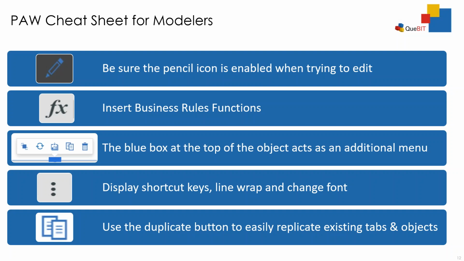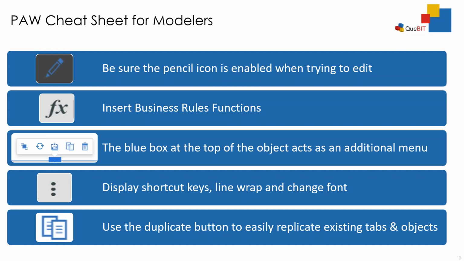Next, the blue box. So when you click on an object, any object, you'll see that blue box. When you click on that blue box, it'll give you your whole range of actions you can do to that. So that additional menu is good. It'll give you some guidance on what you can and cannot do to any given object.